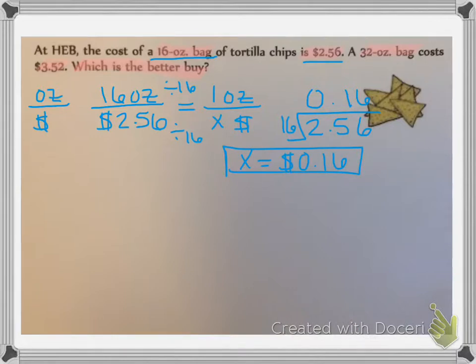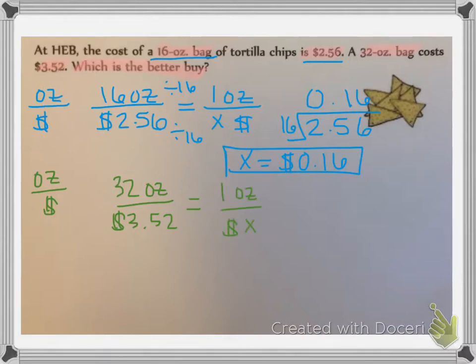Now, to find which is the better buy, we actually have to do the exact same thing for the 32-ounce bag of chips as well. We're still comparing the number of ounces to the price, to the cost, but now when I plug in my numbers, I will have 32 ounces over $3.52. We'll set up our proportion, and because we're finding the unit price, our unit is 1 ounce, and we don't know what the price is, so we have to put an X.